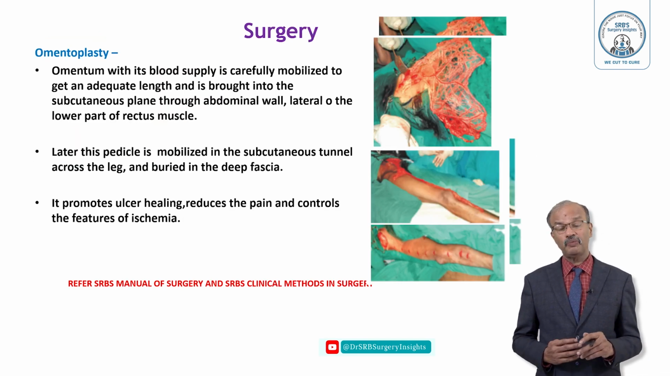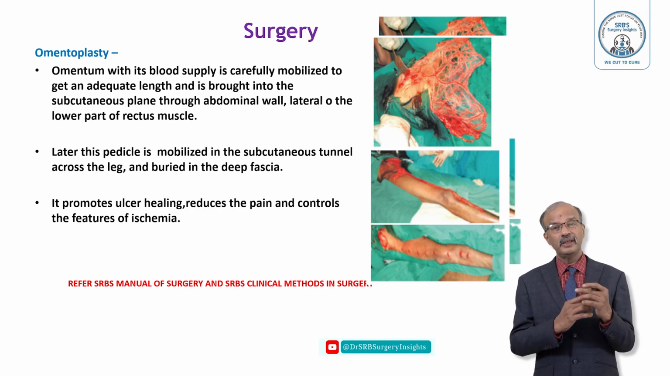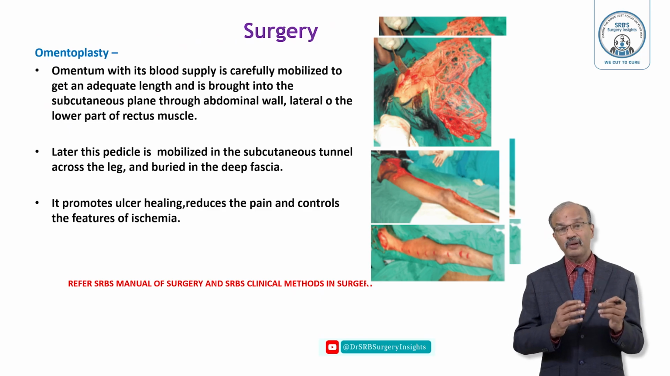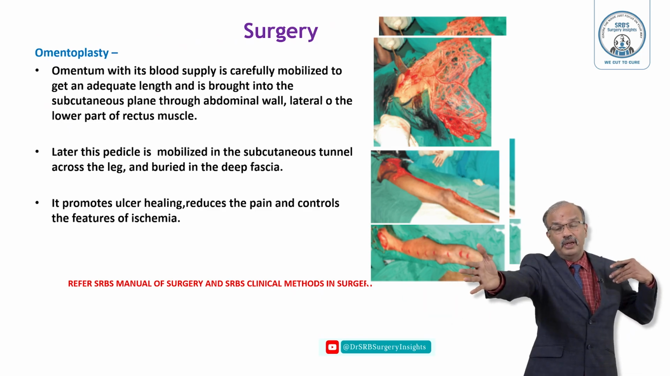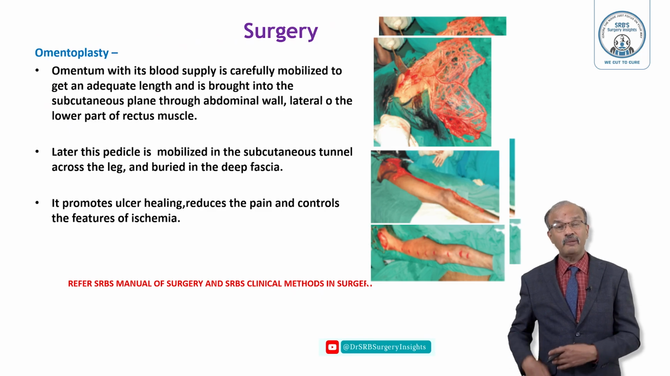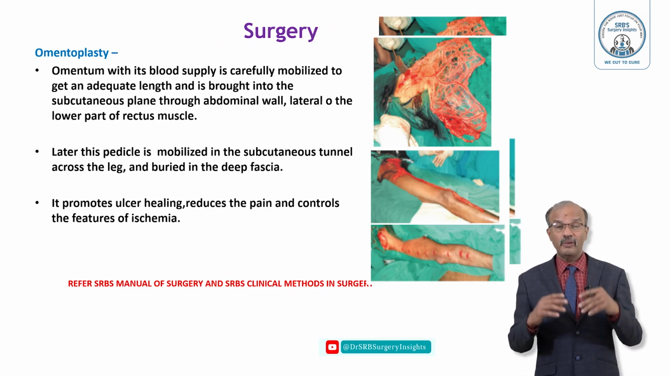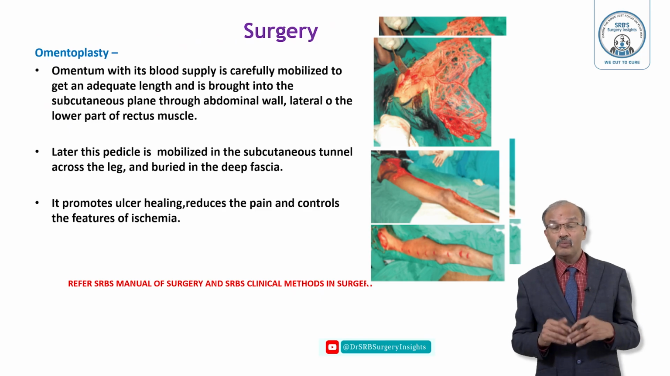Omentoplasty is said to be very useful. The pedicle omentum is harvested, usually on the right gastroepiploic artery. You get a very long length like this, and that tube should be passed under the subcutaneous plane. Channel it up to the middle of the leg or up to the ankle, open the deep fascia and connect there. You'll be able to reperfuse.